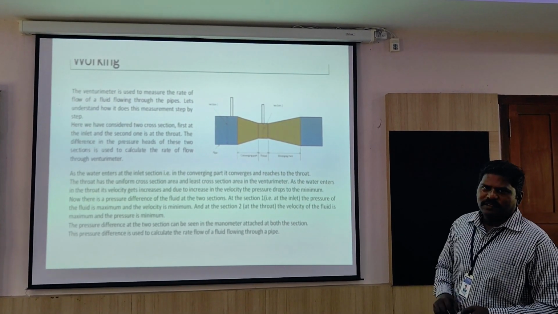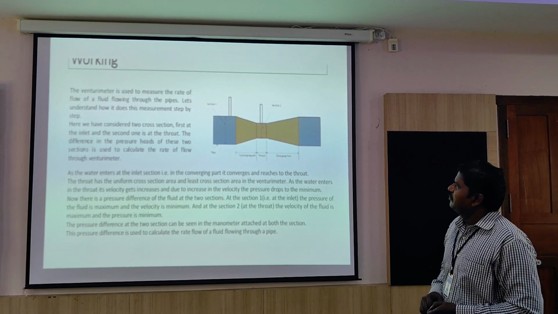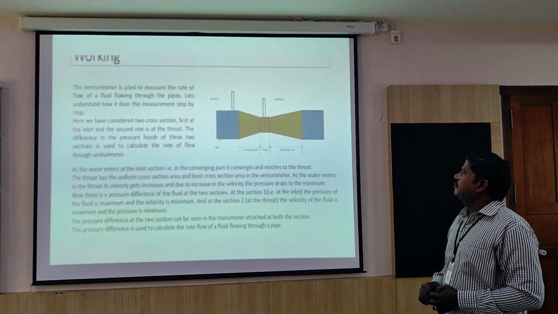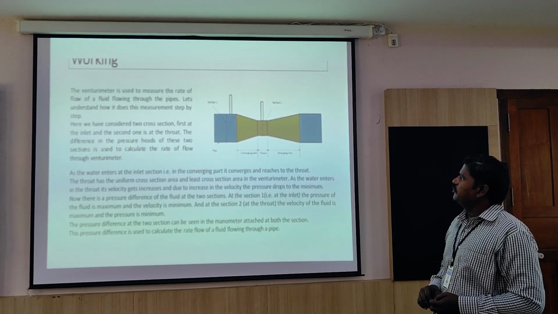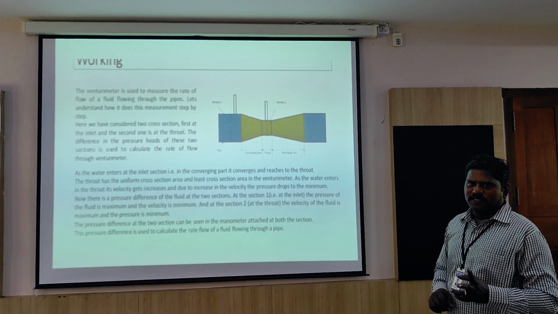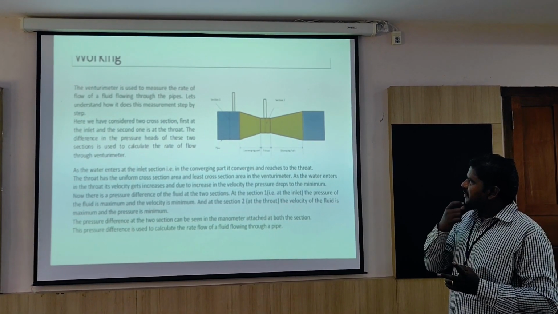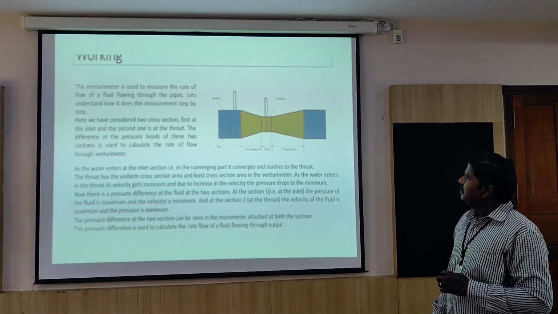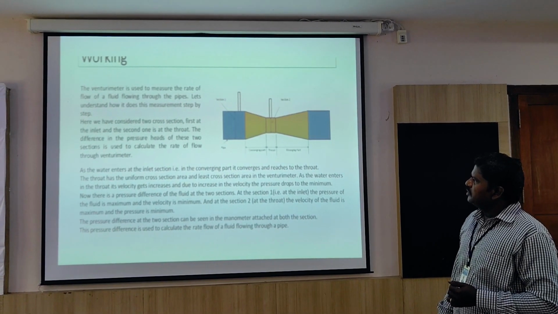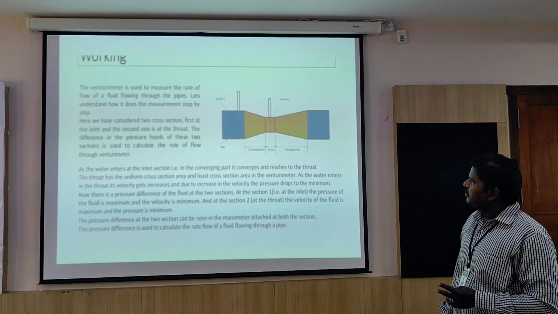How does the Venturimeter work? The Venturimeter is used to measure the rate of flow of a fluid flowing through pipes. Here, we have two cross sections, first at the inlet and second at the throat. The difference in the pressure of these two sections is used to calculate the rate of flow through the Venturimeter.